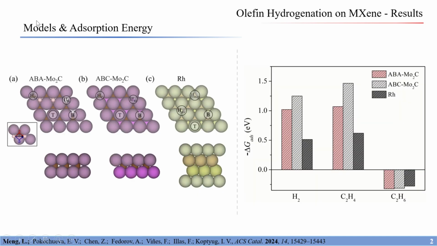And here are the models we use in this study, including the different stackings of the molybdenum carbide MXene, ABA and ABC, as well as the rhodium. In addition, the strong adsorption Gibbs free energy of the reactants hydrogen and ethene, as well as the weak adsorption Gibbs free energy of the product ethane, were first used to evaluate the preliminary feasibility of the olefin hydrogenation. And please note here it is the Gibbs free energy.